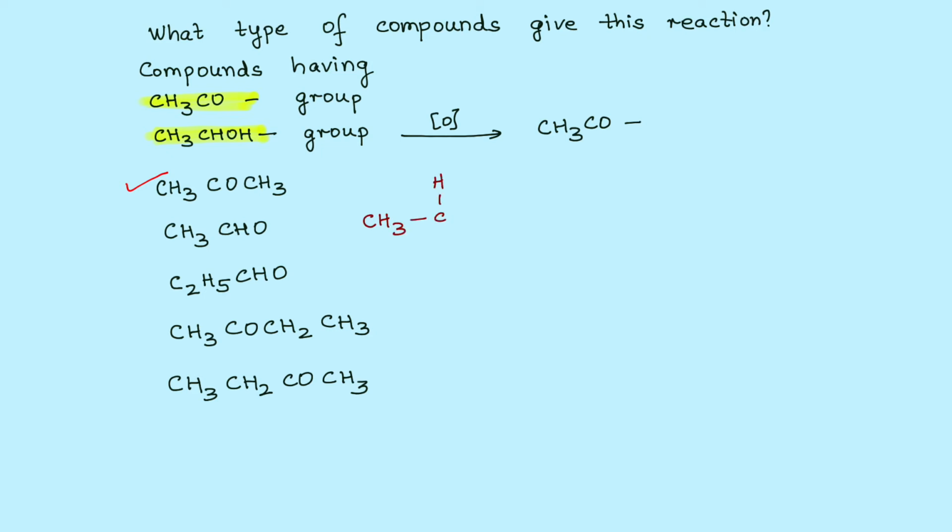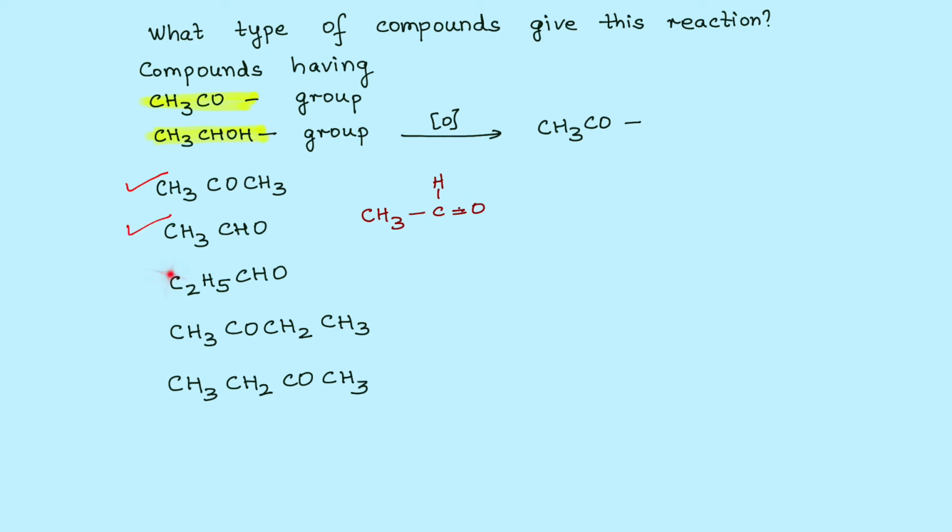CH3CH double bond O, right? So that means this compound has the CH3CO group, right? And that is what we want in a compound in order to be able to show the iodoform reaction. So there goes another tick.